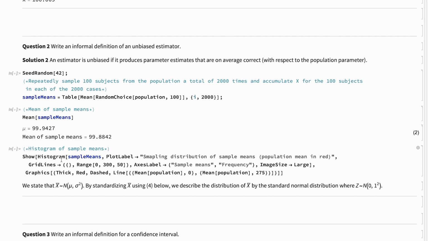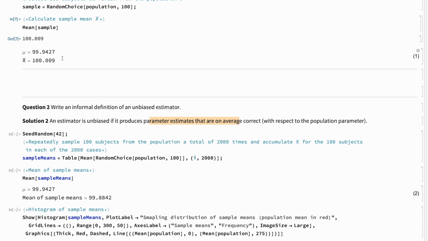So we say an estimator is unbiased if it produces parameter estimate values that are on average correct with respect to the population parameter. And that's just what we've seen here. A sample mean is an unbiased estimator of a population mean. I've just shown you one example here, and it turned out that the values were very close to each other.